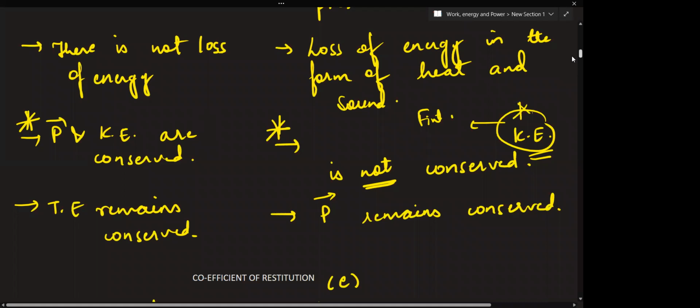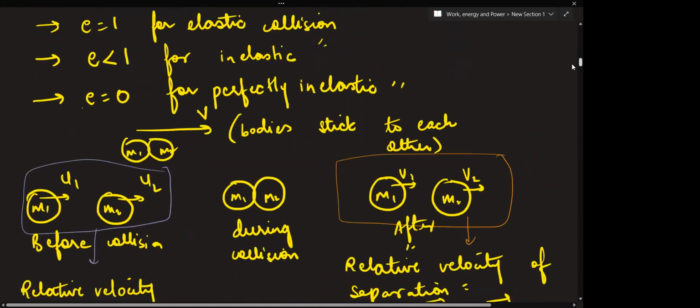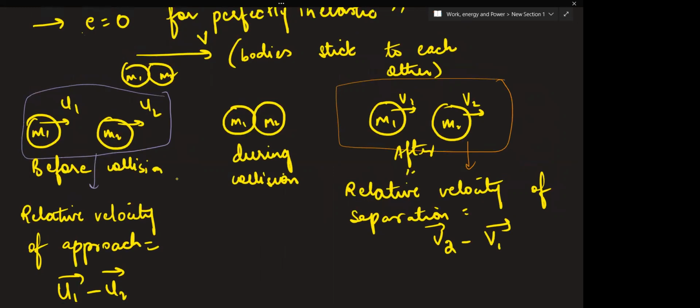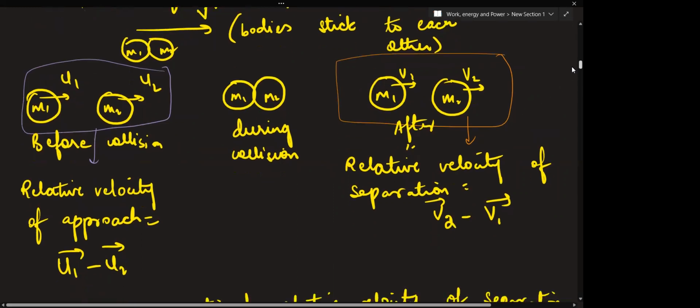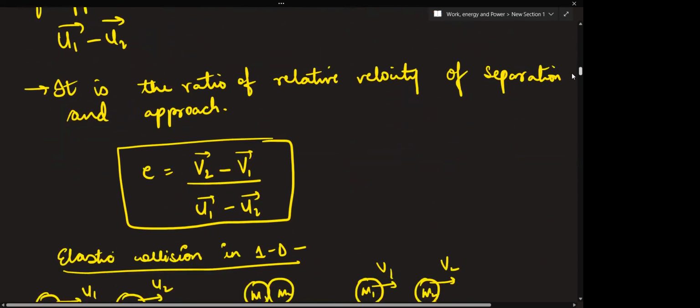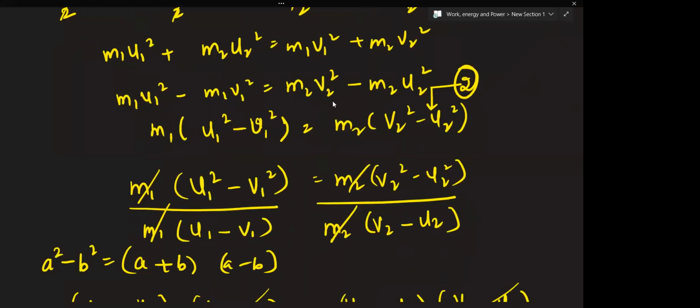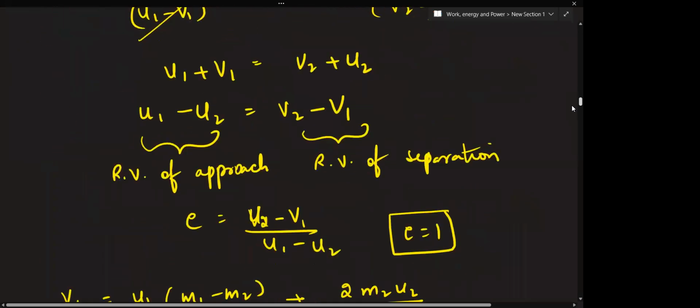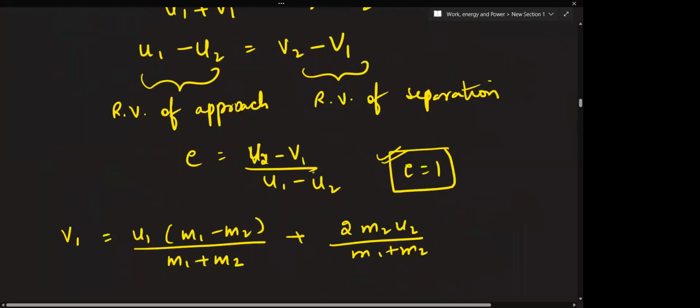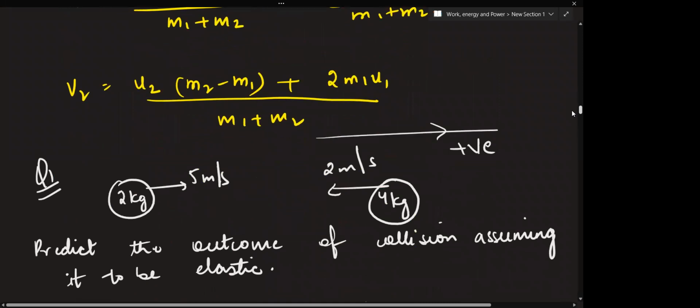Then coefficient of restitution we had seen. It was the relative velocity after collision, called the relative velocity of separation, divided by the relative velocity before collision, called the relative velocity of approach. So this is known as the coefficient of restitution. We had derived it for elastic collision, and it was proven that e is equal to 1. The V1 and V2 basic formula, I have also discussed this with you. We did a question also based on this.